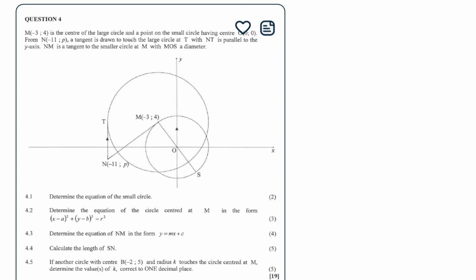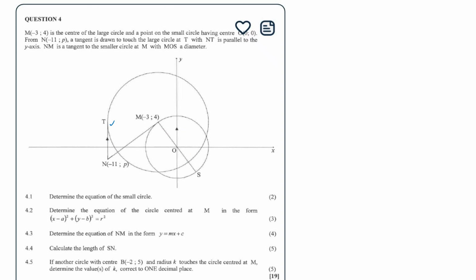Question 4. M, which is (-3, 4), is the center of the large circle and a point on the small circle having center (0, 0). From N, which is (11, p), the tangent is drawn to touch the large circle at T, with NT parallel to the y-axis. Therefore, NM is a tangent to the smaller circle at M, with MOS a diameter. Good.